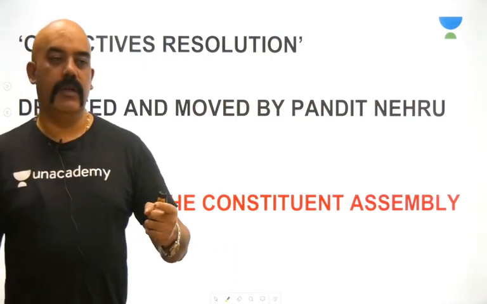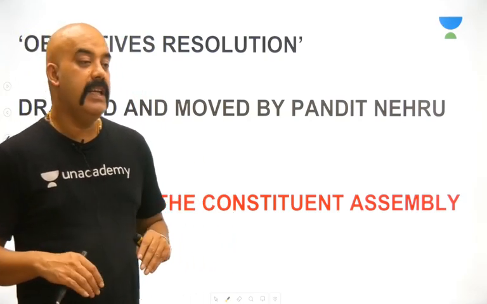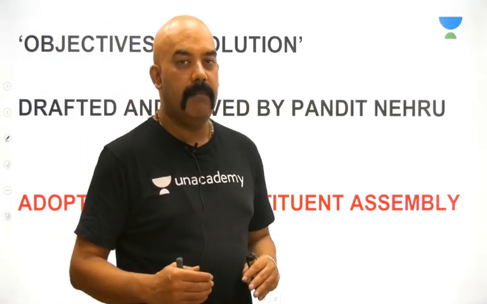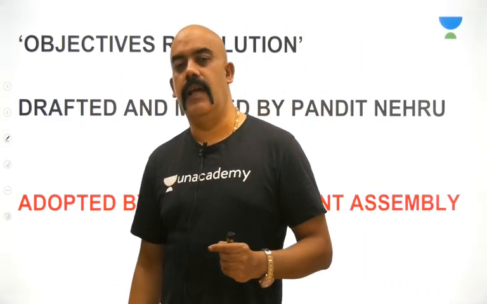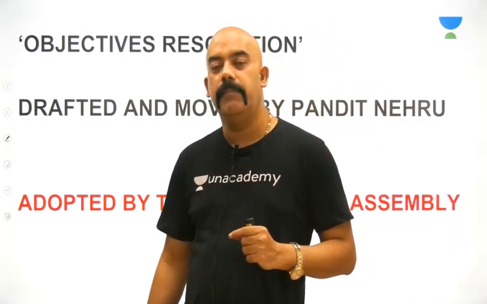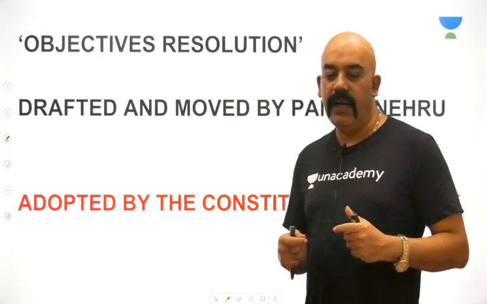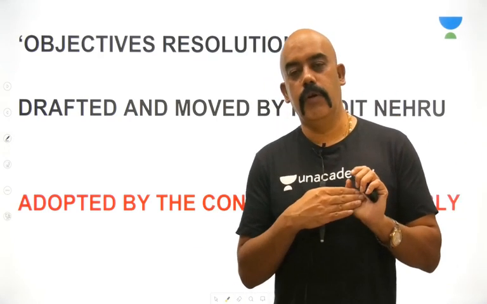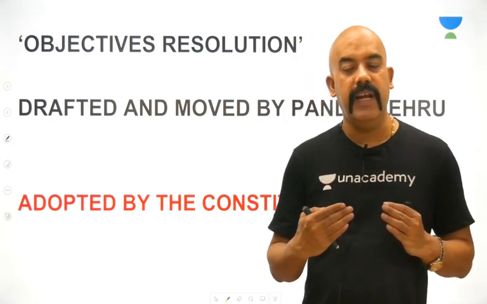Make no mistake about it. The Objectives Resolution was not directly converted into the preamble, but yes, it became a very considerable part of the preamble. The preamble, however, was adopted on the last day, that is, on 26 November 1949. The date that is mentioned in the preamble is the date we adopted the preamble. So how interesting is that? If you read the Constitution, the first pages would be the preamble, but it was adopted exactly on the last day. So this was a very interesting part.